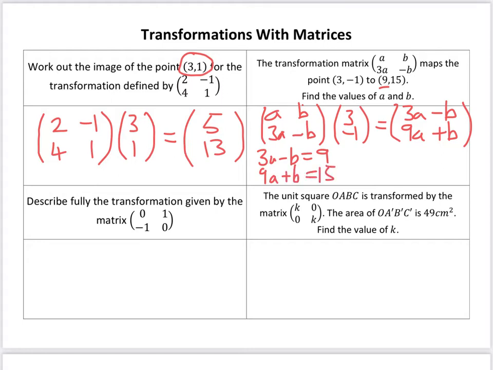Okay, so I'm going to add those two together. I end up getting rid of the B's, don't I? So I get 12A equals 24. So A's got to be 2. Now I know that A's 2, I get B is minus 3, because 3A is 6, but I want 9, so minus 3 is 9. So it's just simultaneous equations after that.